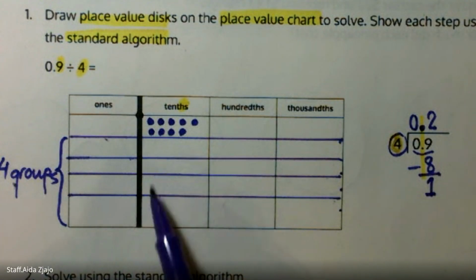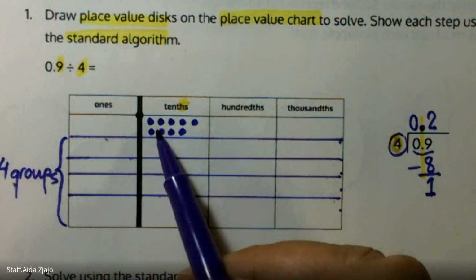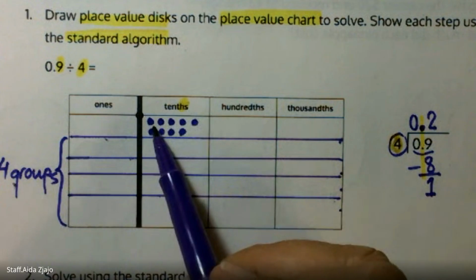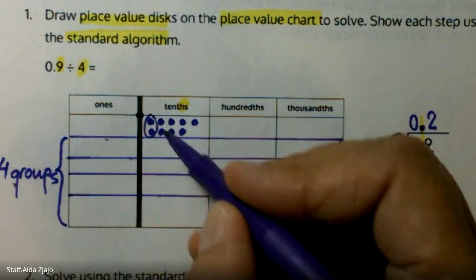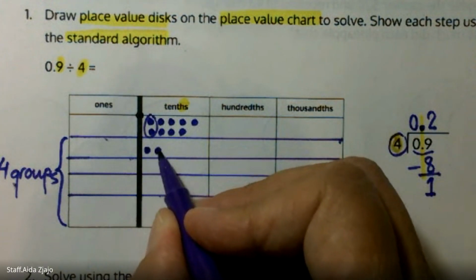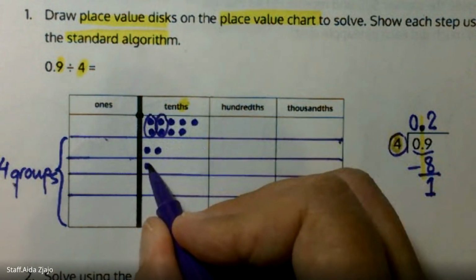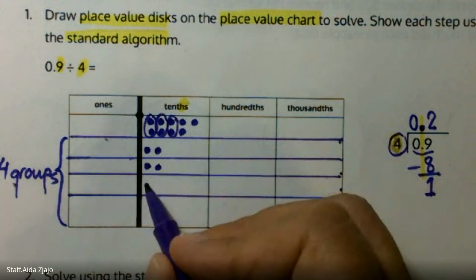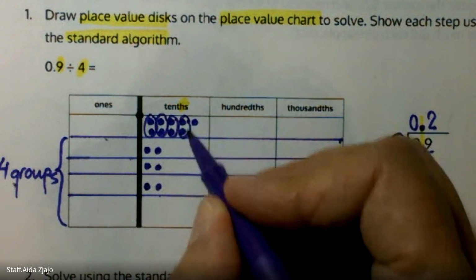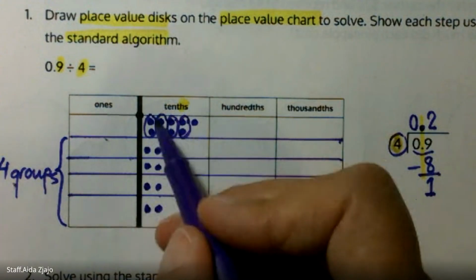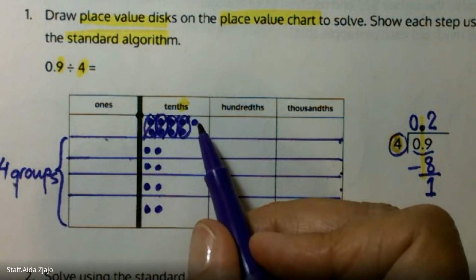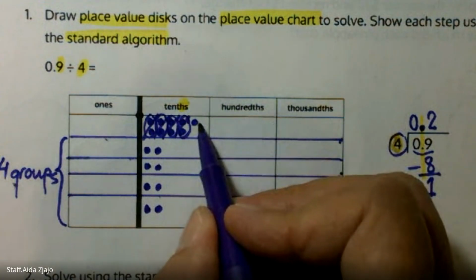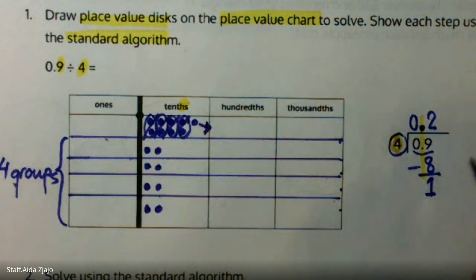So I have 4 groups, and that means I need to share equally. I can share 2 in each group. So these 2 go in this group, these 2 go in this group, these 2 go in this group, and these 2 go in this group. So I shared all of this. 1 is left. So now that 1 I can continue to share.